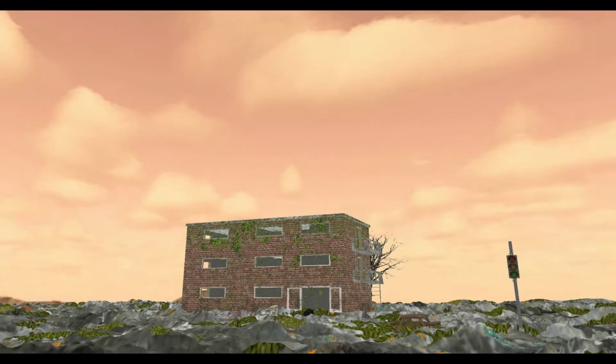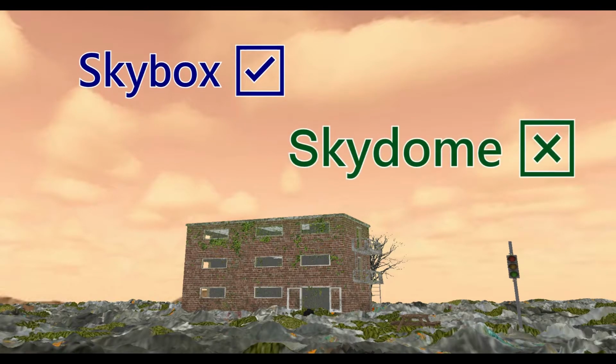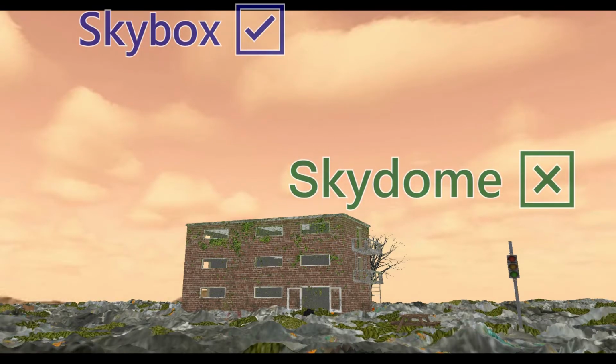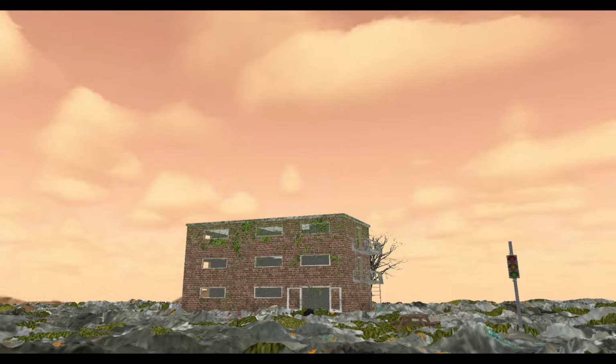So, why did I go for a skybox instead of a skydome? During the testing phase, not only did the skydome not function correctly, but it uses the same amount of CPU storage as a skybox. Therefore, I have chosen to go with a skybox, which uses the same amount of CPU storage, as well as for, of course, self-preference.